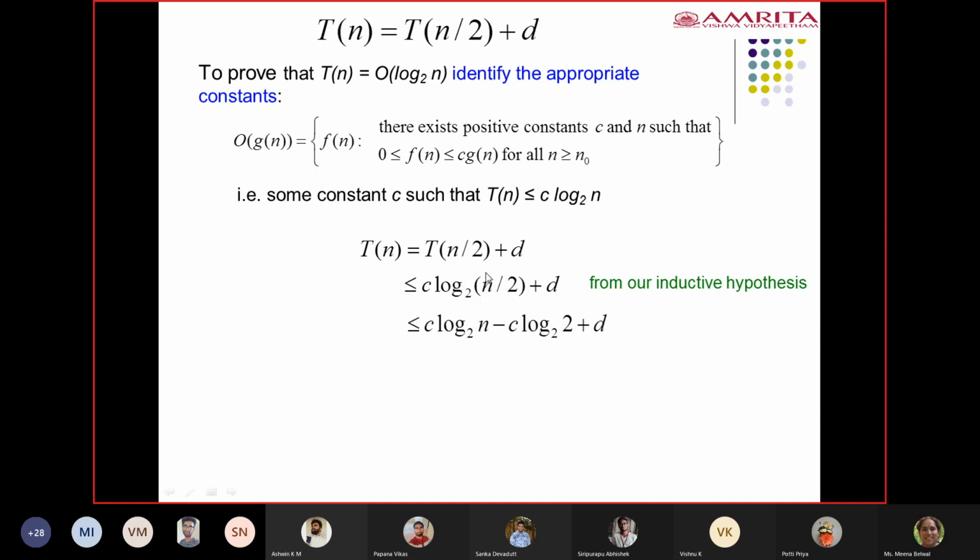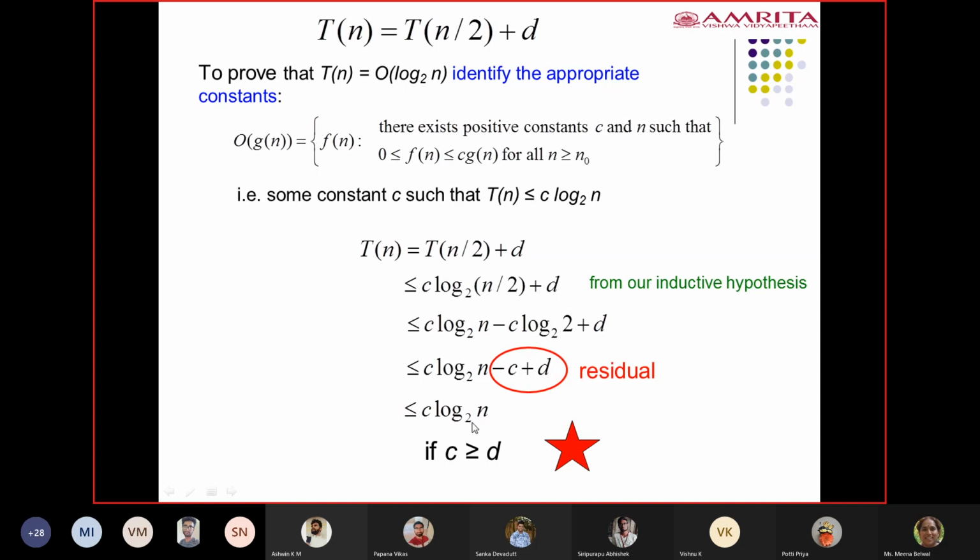I can expand this expression as C log n base 2 minus C log 2 base 2 plus D. Now, C log 2 base 2 is C. So this is C log n base 2 minus C plus D. Both of them are constants, so I can call them residual. And I can say that this is less than or equal to C log n base 2, if C is greater than or equal to D. So I can ignore these terms.